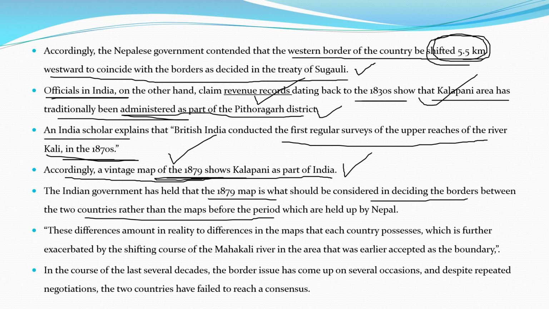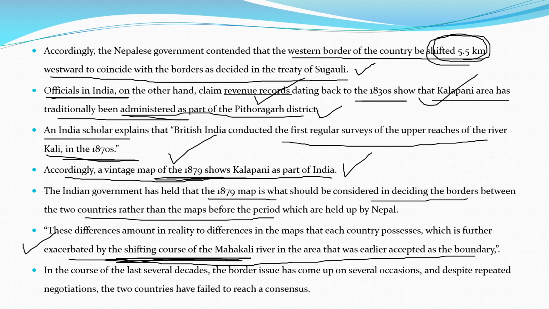the dispute between both these countries, and these differences amount in reality to the differences in the maps that each country possesses, which is further exacerbated by the shifting course of the Mahakali river in the area that was accepted as the boundary. So ये दो मेन कारण है कि एक तो जो है वो मैप्स में इसकी पर्टिकुलरली लोकेशन सही तरीके से मार्क की हुई नहीं है, और दूसरा जो ये काली रिवर है उसकी लोकेशन जो है वो भी, या जो इसका कोर्स है वो भी शिफ्ट होता रहता है.